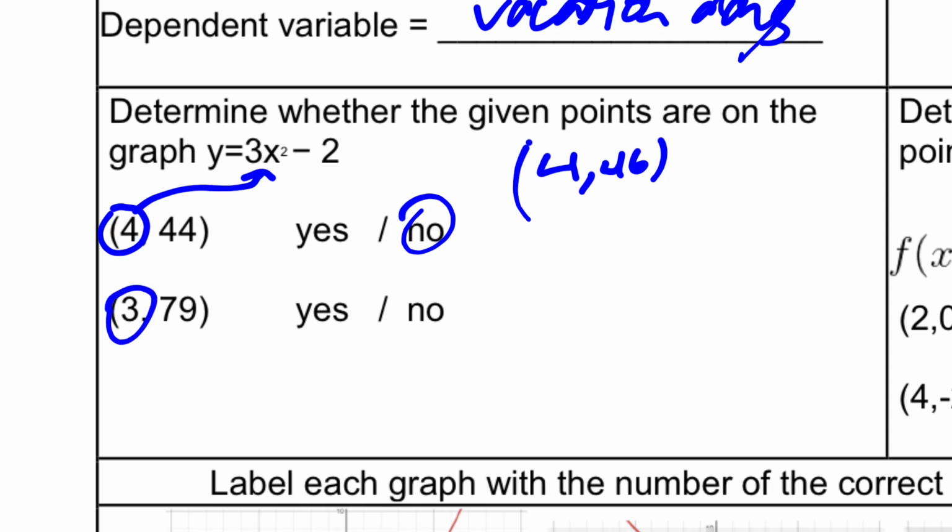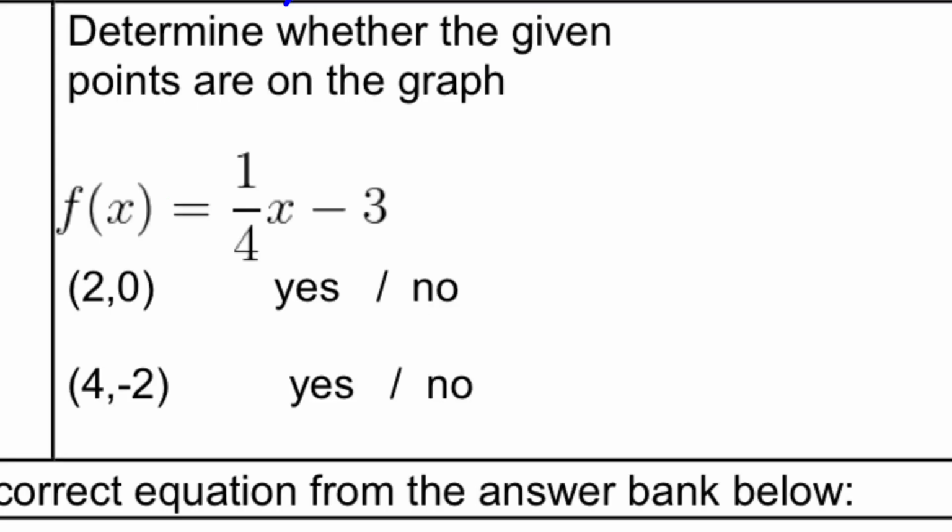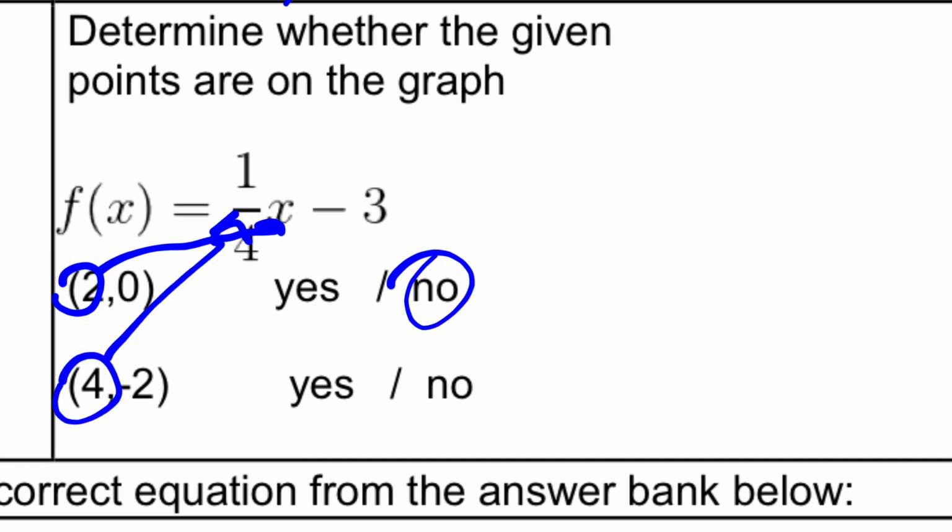If I plug a 3 in, that gives me 3 squared, which is 9, times 3 is 27, minus 2 is 25. So this one is not on the graph either. If I plug a 2 in here, 2 times 1/4 is 1/2, minus 3 is negative 2.5, not on the graph. If I plug in a 4, that's 1 minus 3 is negative 2. This one is on the graph.